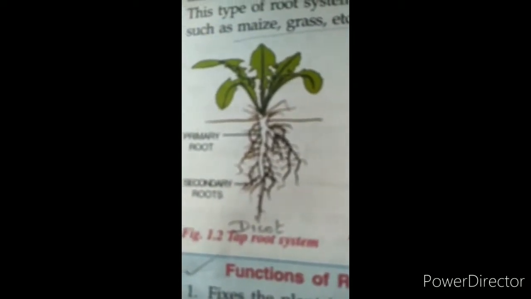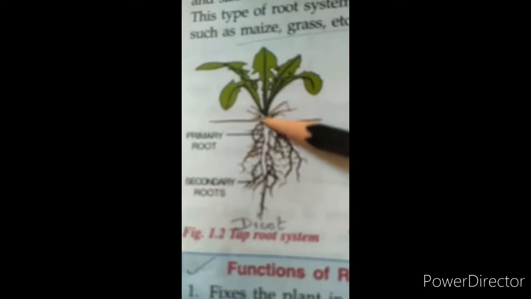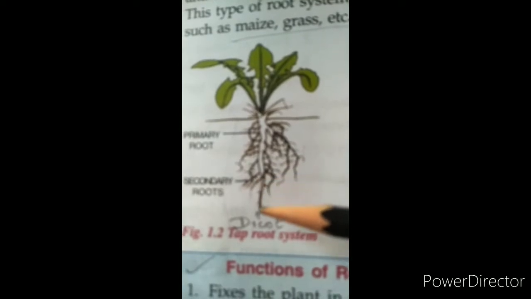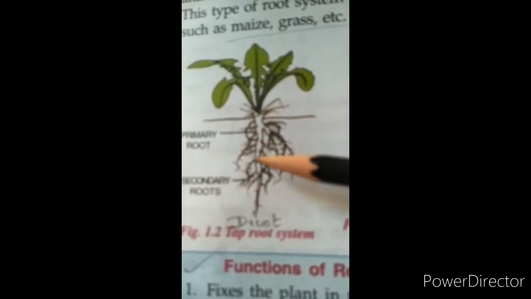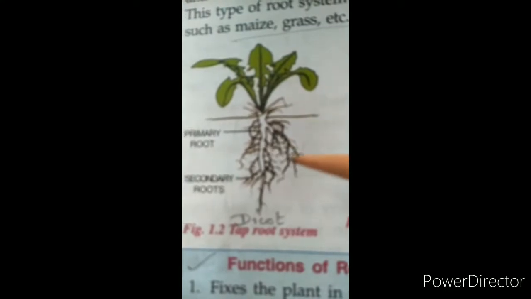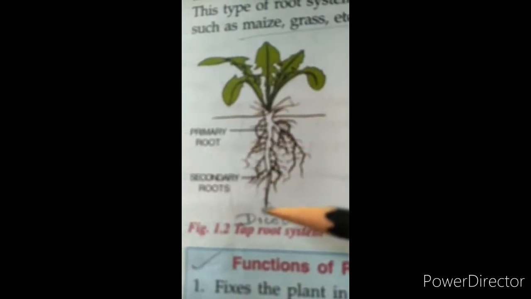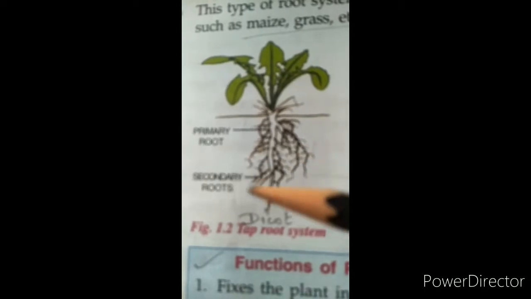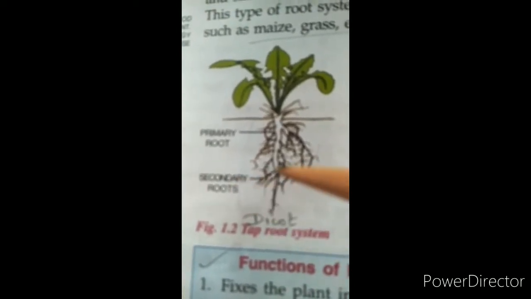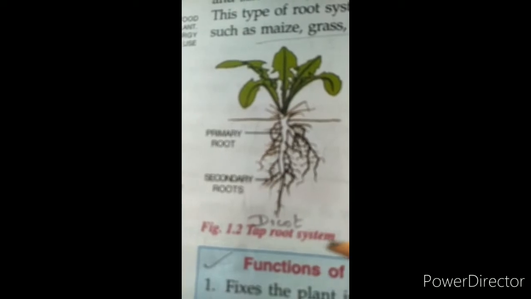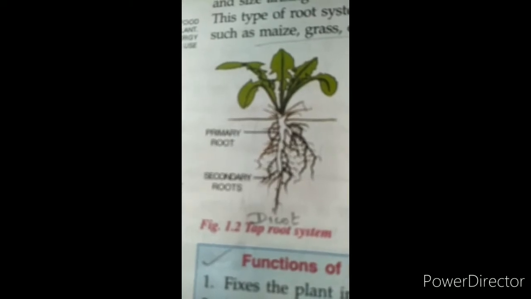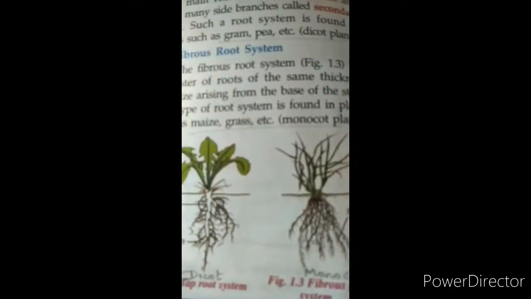I hope the figure is clear. You can very easily find out that in this particular root system, this root here is very thick and distinct compared to the other roots. So this will be your primary root here, and then the branches that are coming out of it, which are much thinner compared to the primary one, are known as secondary roots. And this taproot system is found in dicot plants. I hope it's clear. So we can now move forward to the next one.